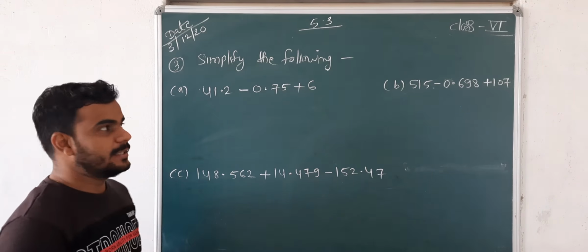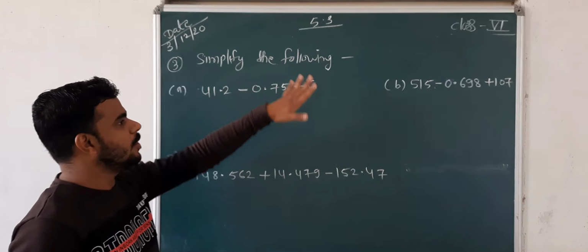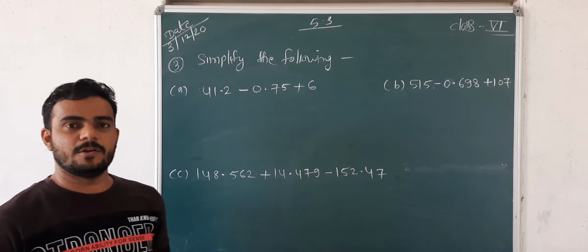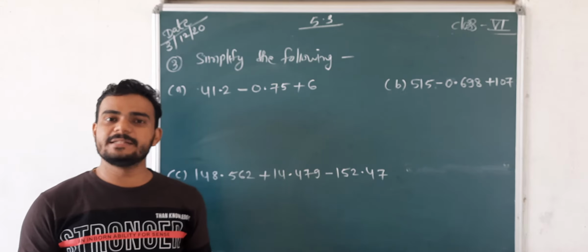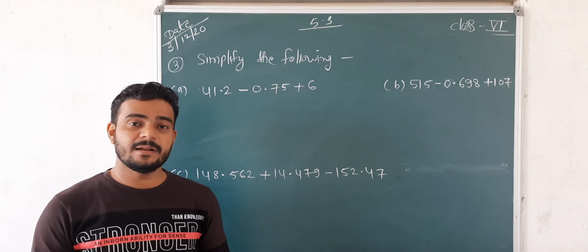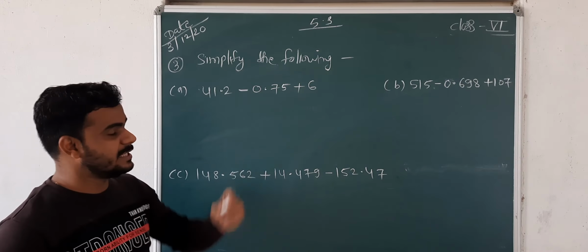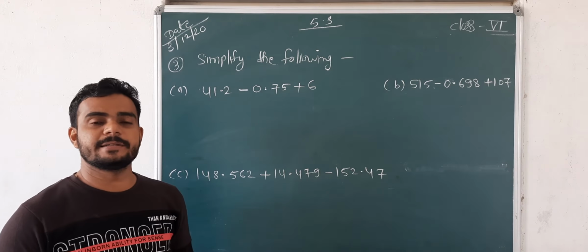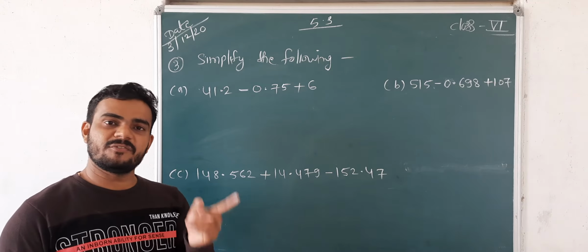Okay, student. So the next third question, simplify the following. It means we have to simplify the following. In the first question addition is there, second question subtraction is there, and now simplification. Simplification means addition and subtraction both are there. So we have to add the numbers, afterwards subtract the number.